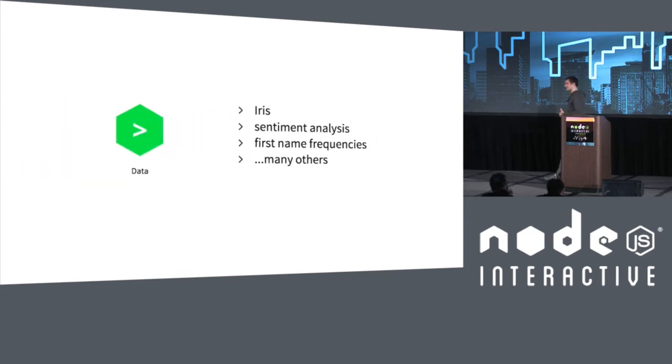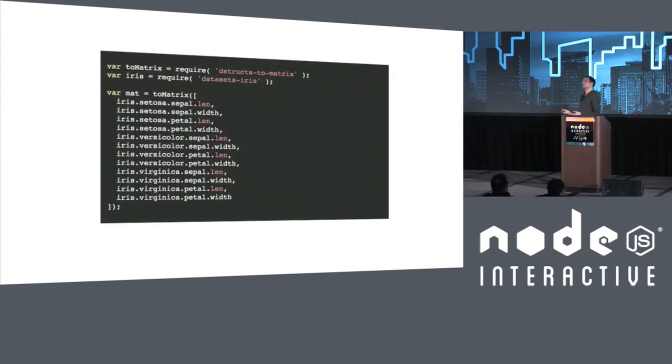And then to help you get started doing data analysis and get your feet wet, we've also provided a lot of canonical data sets, like the iris data set, sentiment analysis lexicons, first name frequencies, like census data, and many other things. Once again, these are all modules that you can individually require. So in this case, we import the iris data set, and then we have various transformation utilities to transform it into a matrix, or an ND array, or a data frame, right? So you can actually do your analysis.